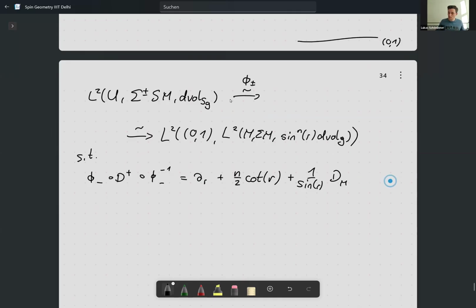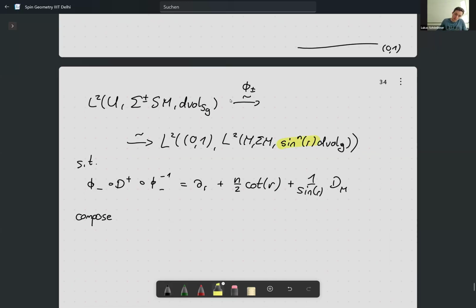But for simplicity, let's stay with the untwisted one, and we can get rid of this mean curvature term here by incorporating this weight on the volume element into the sections. Namely, we compose these isometries with multiplication with sine n half R.